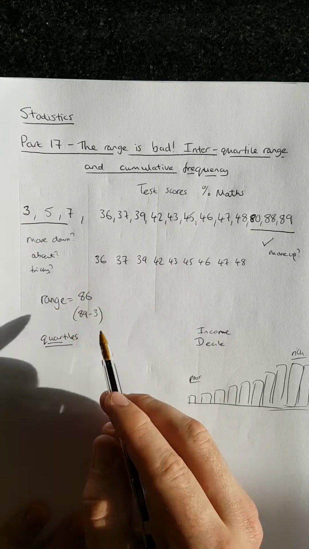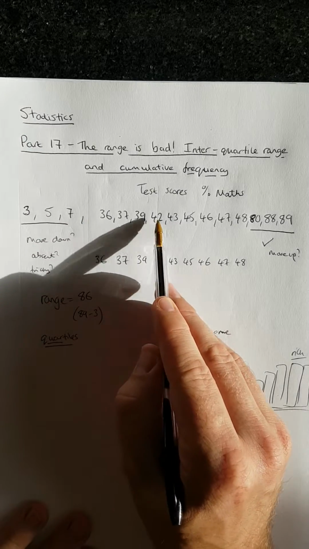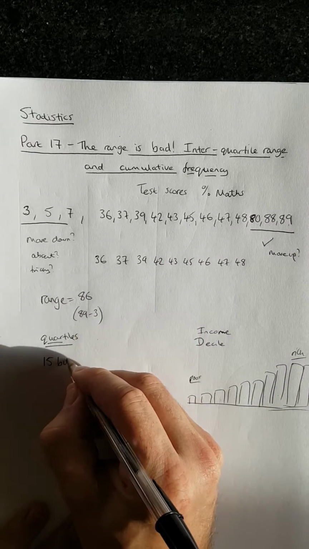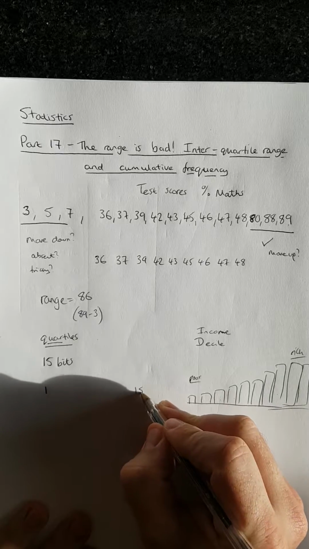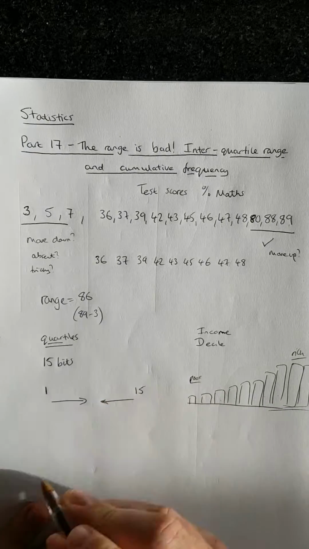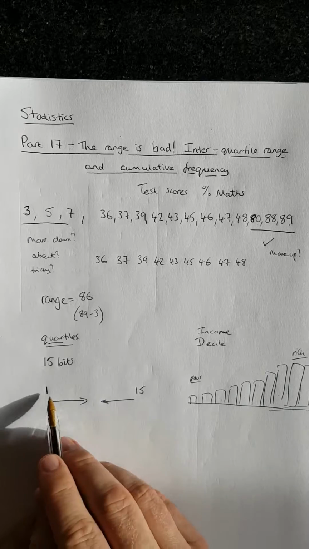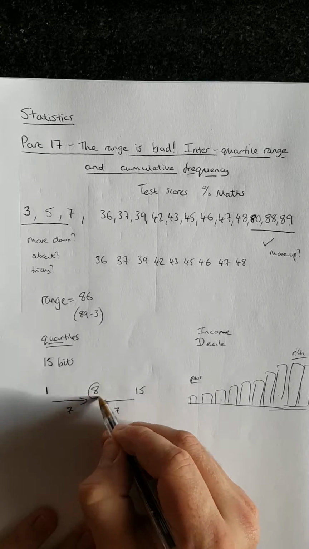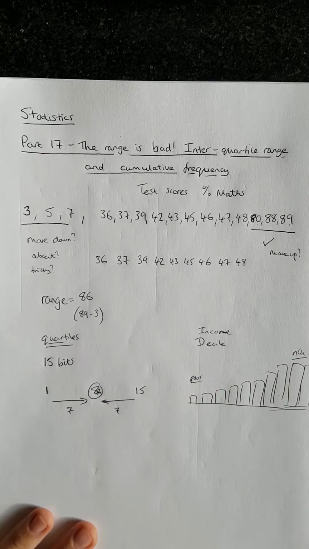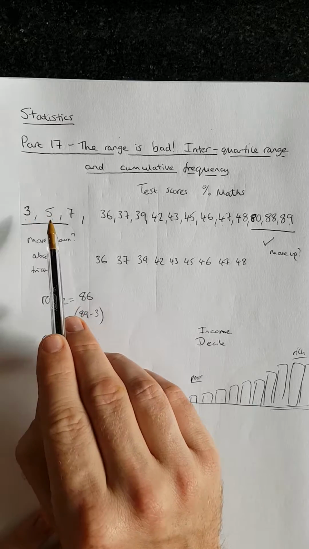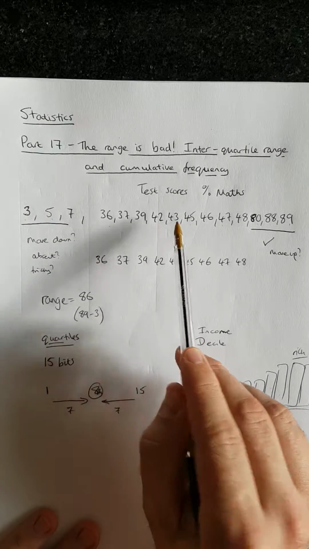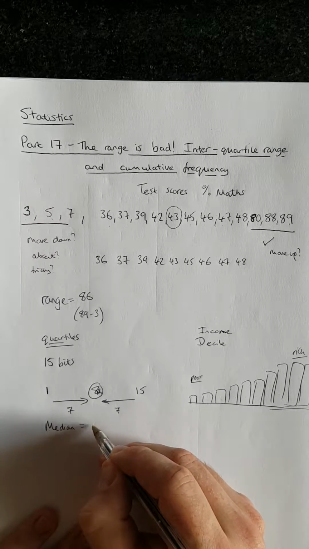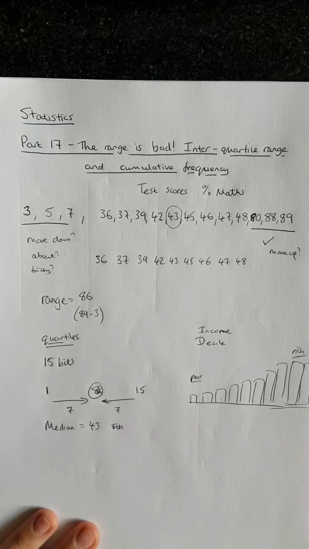So, first off, 1, 2, 3, 4, 5, 6, 7, 8, 9, 10, 11, 12, 13, 14, 15 bits of data. So line them up from 1 to 15. How do we find the middle? Well, that's 14, so we want 7 each side. So the 8th bit of data is the middle. 1, 2, 3, 4, 5, 6, 7, 8. So our median is 43, which is the 8th piece of data.